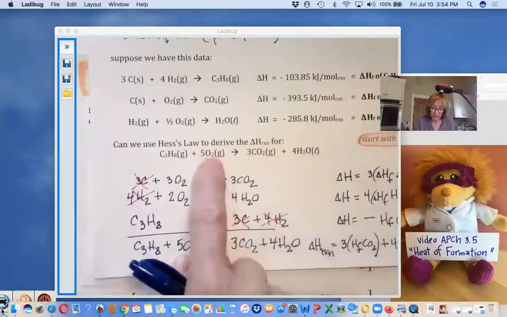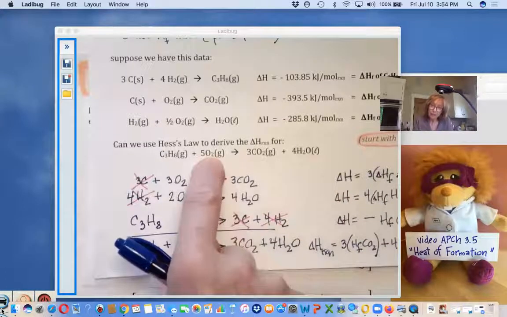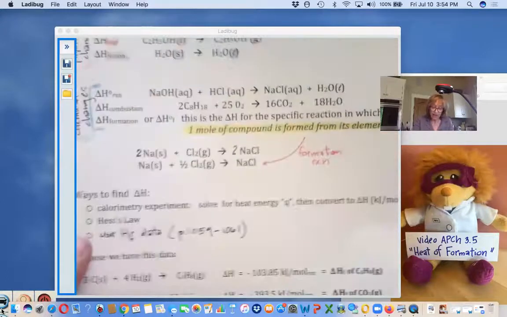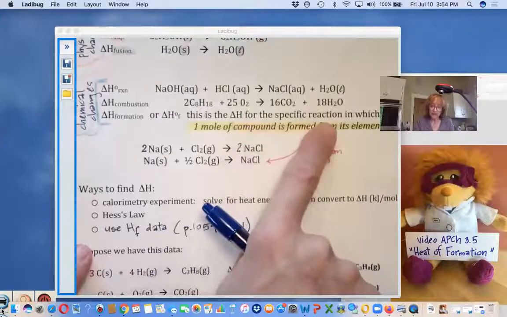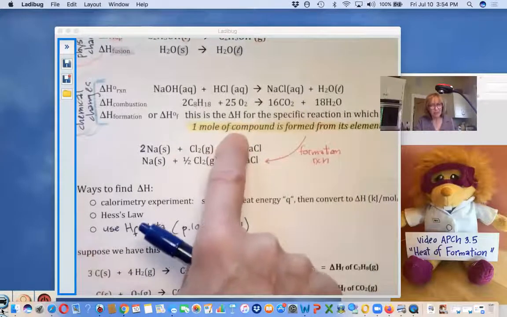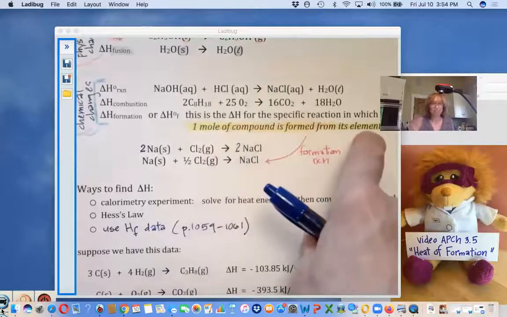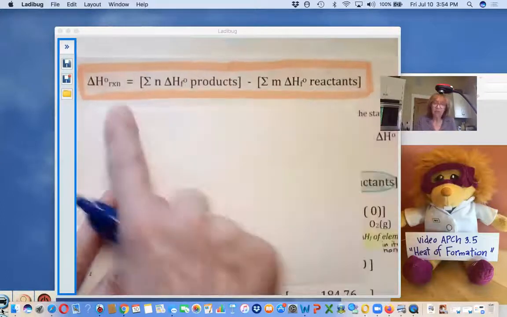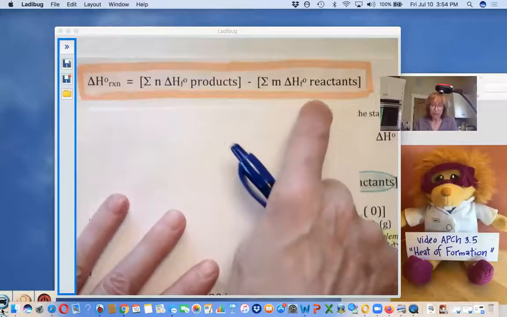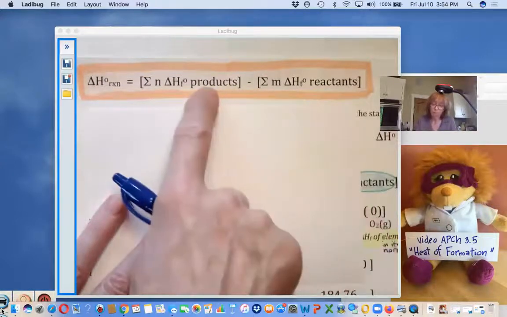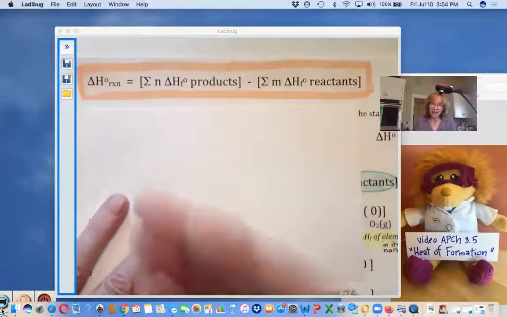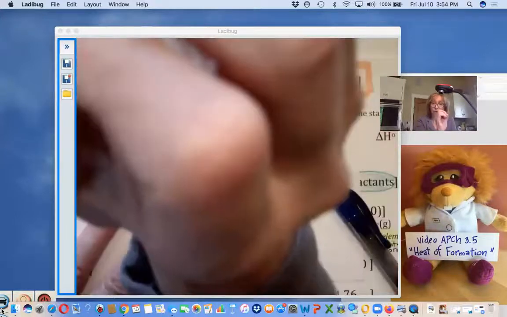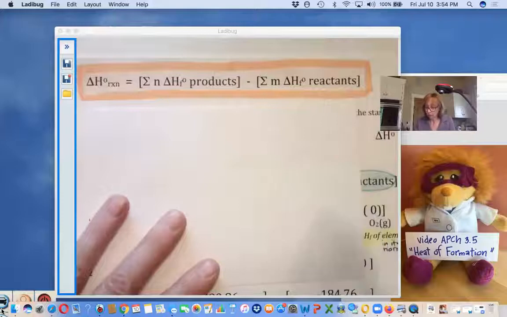Well, here's the deal. Can you have a heat of formation of an element? Can you write an equation for a reaction in which 1 mole of an element is formed from its elements? The answer is no. So anytime you are using this equation, if your balanced equation has as either a product or reactant an element, just know that elements have a heat of formation of 0. Okay, just plain old 0.